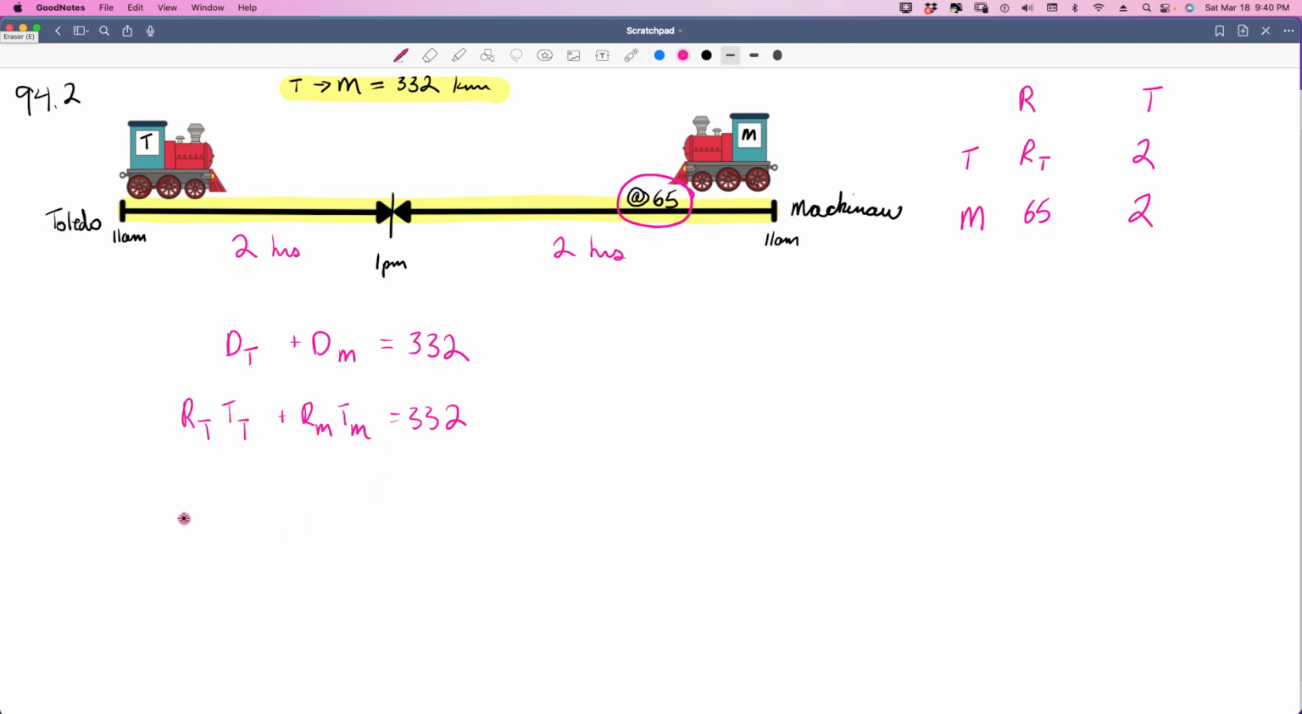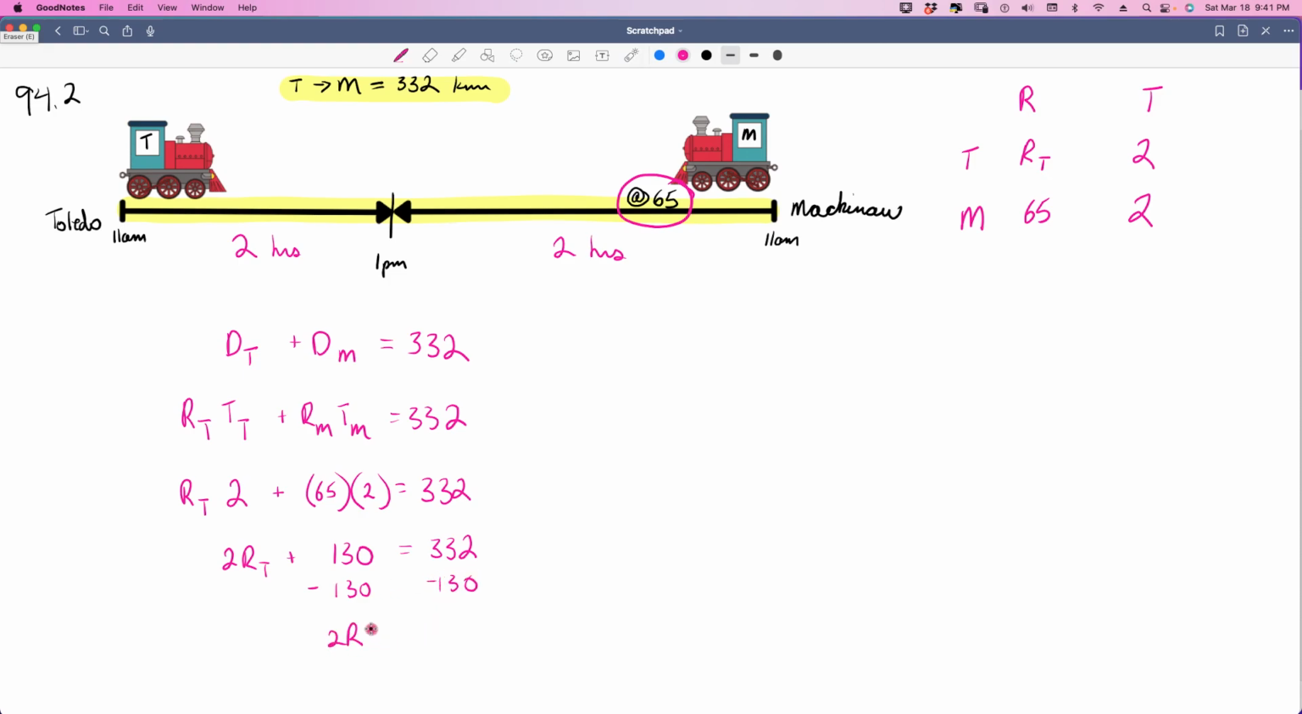So I'm going to do that now. We don't know what the rate of the Toledo train is, but we know the time is 2. The Mackinac train, the rate was 65, and the time was 2. And that's 332. Now, 65 times 2, that's 130. And 2 times RT is just going to have to be what it is because we don't know anything more for this. Now we can subtract 130 from both sides.